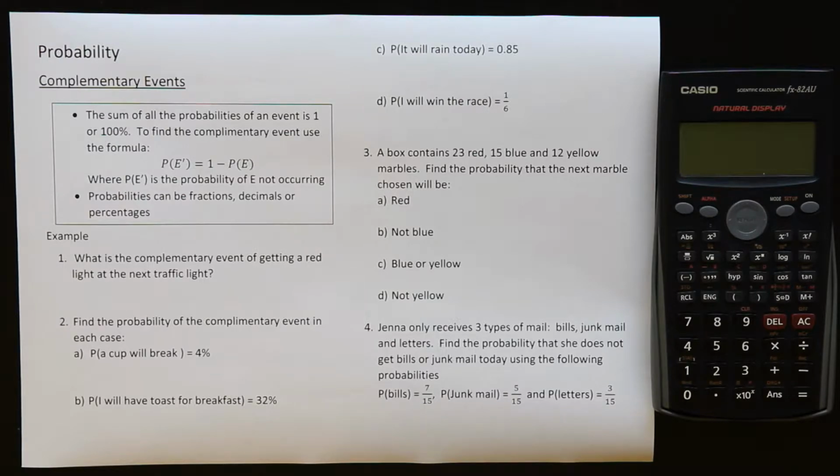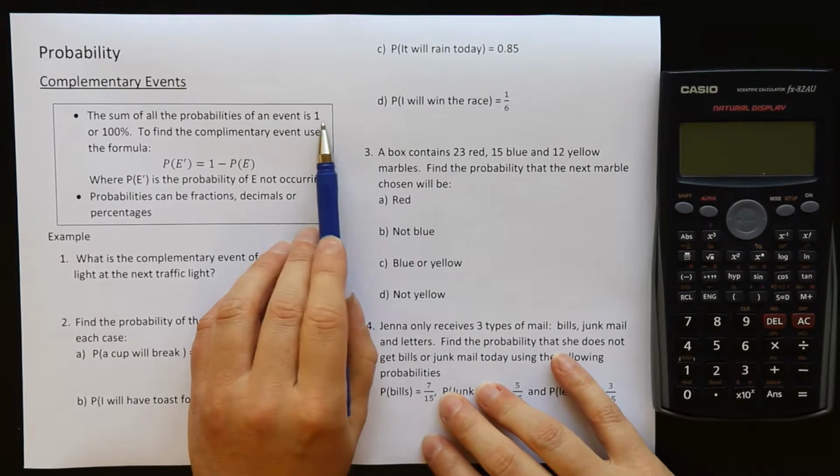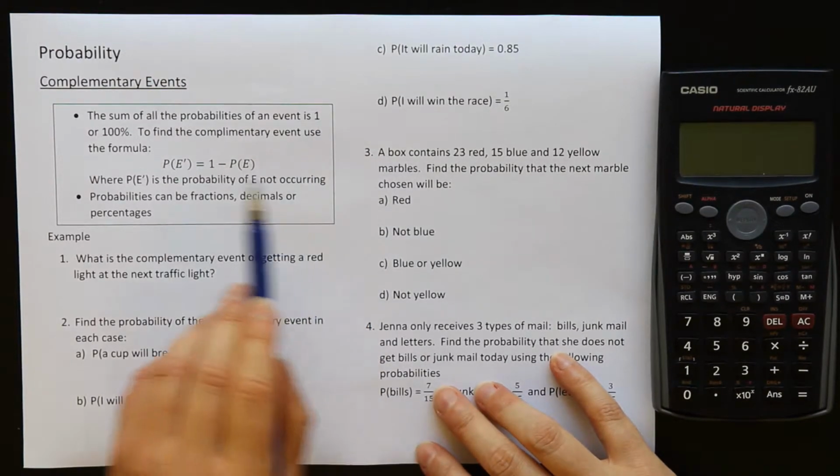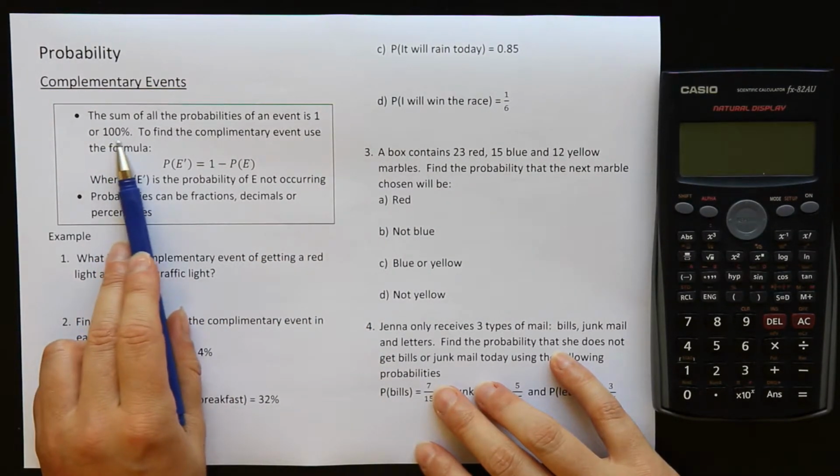Today we're doing some probability and we're going to learn about complementary events. When we first started this topic, we learned about the probability scale and how probabilities are between 0 and 1. That means that if you added together all the probabilities that could happen in an event, like rolling a dice, then all the probabilities need to add together to give 1. Or as a percentage, 100%.